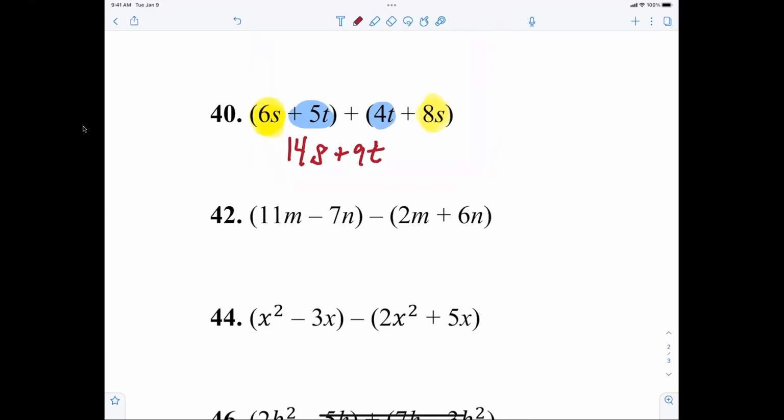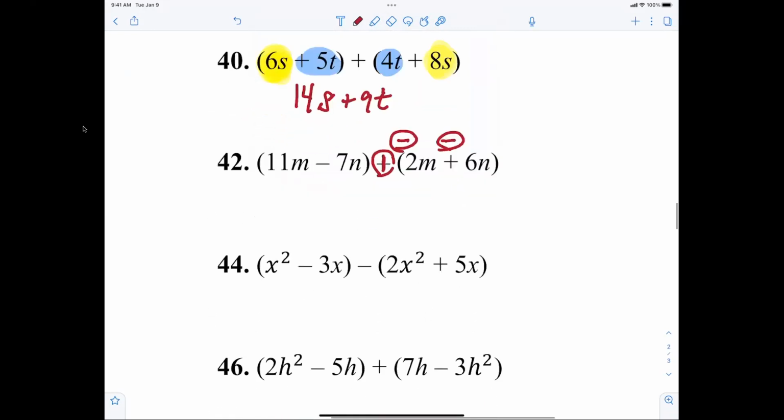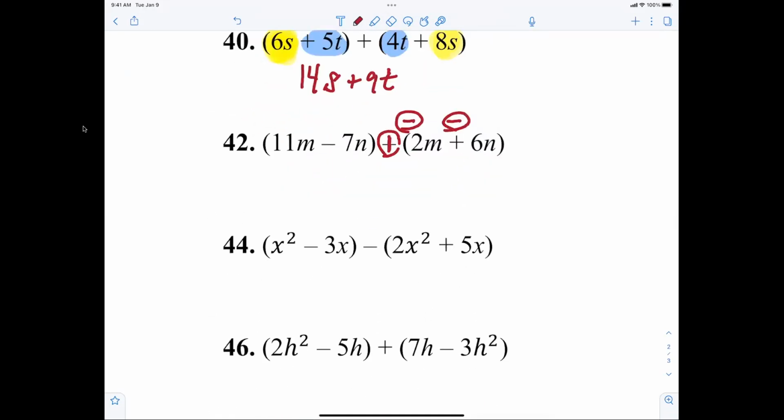All right, Tosh, what do I need to do? You need to distribute. Change that to a plus. The 2m becomes minus, and then the 6n becomes a minus. Yes, everybody looking at how we did that. So final answer: 9m minus 13n.